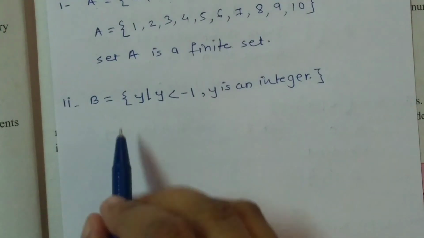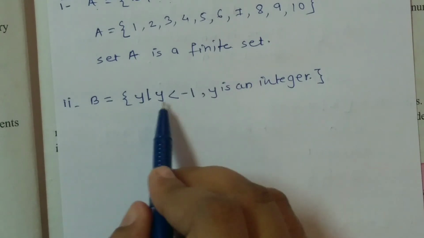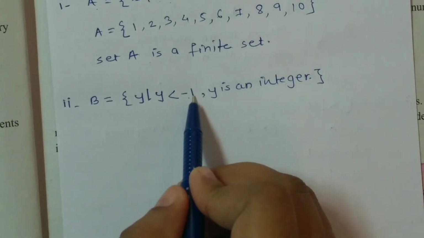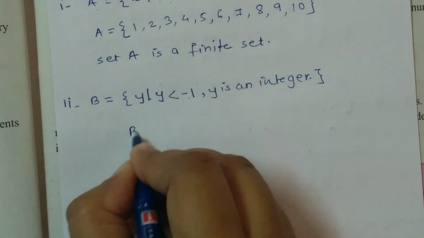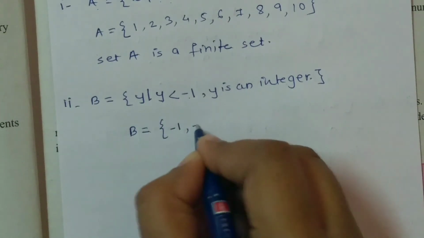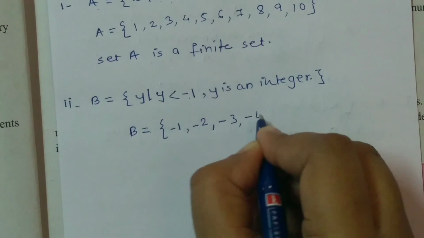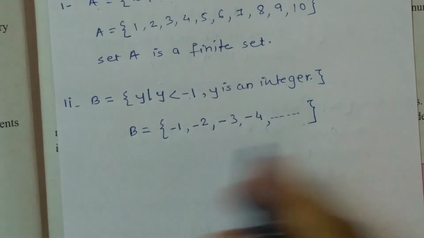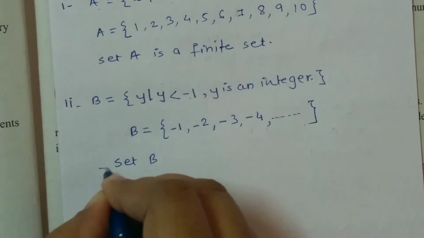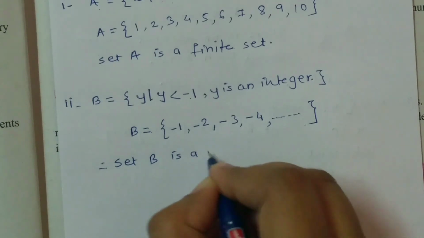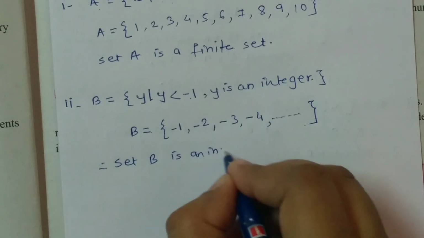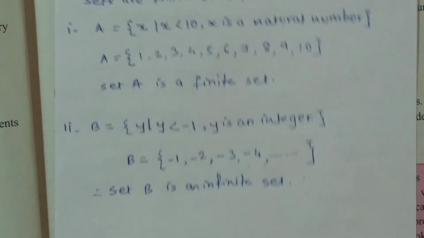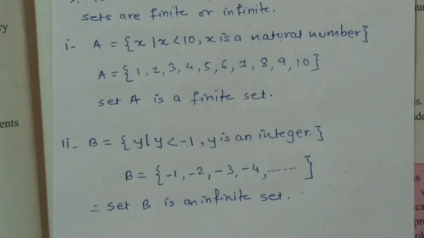Next, set B is a set of all y such that y is less than -1 and y is an integer. So B is equal to -1, -2, -3, -4, and so on. There are so many. We cannot count them. So set B is an infinite set. Similarly, you have to solve all the sub-questions.